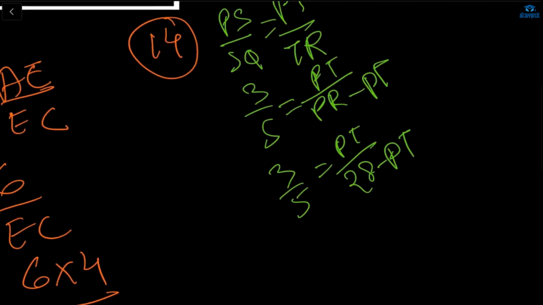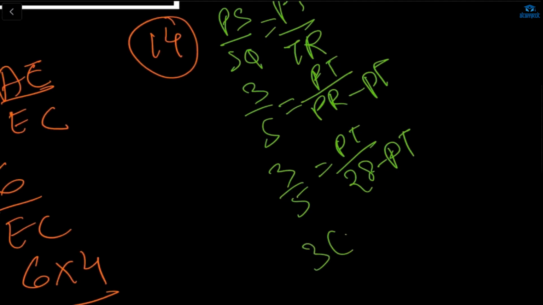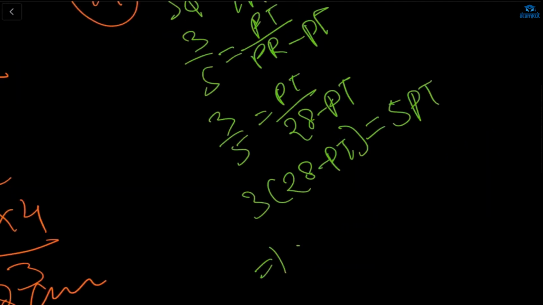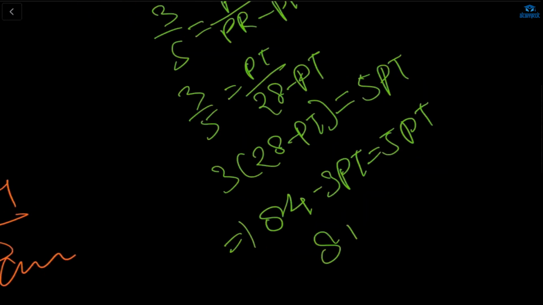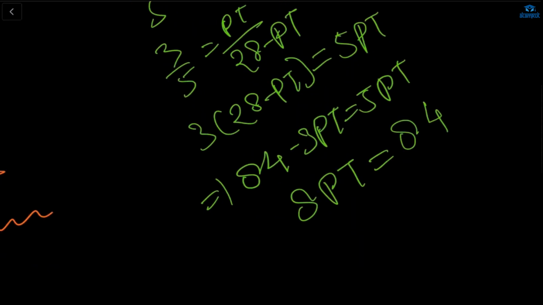So it will be 3 multiplied by 28 minus PT is equal to 5 PT. You can form an equation in the form of PT. Understood? Now, what will be the equation in form of PT? It will be 84 minus 3 PT is equal to 5 PT. Now it will be 8 PT is equal to 84. Understood? So the PT value will be equal to 10.5 centimeter.